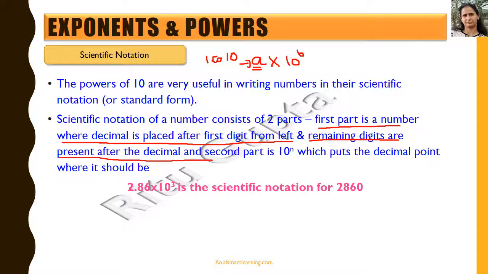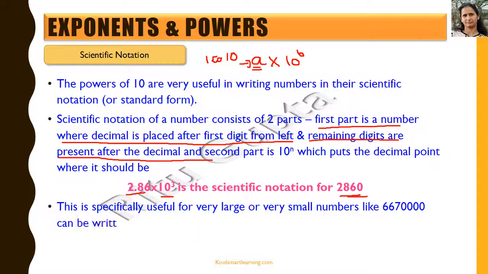So if we have a number 2860, we make this number in the form of A into 10 raised to power B, which means A has to be between 1 to 10. So we make this 2.86. And then the second part, which is 10 raised to power B, so B will be evaluated such that it puts the decimal point where it should be. So 2860 gets written as 2.86 into 10 raised to power 3. This is the scientific notation or the standard form of a number.